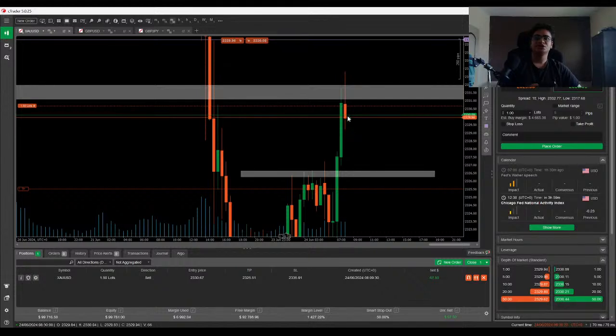Okay, a new 30-minute candle just started. Now we're going to wait and see if this breaks the lows. Another thing is we expect it to go a little bit till our entry point before breaking the lows.